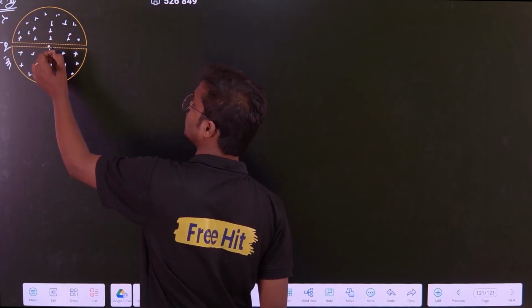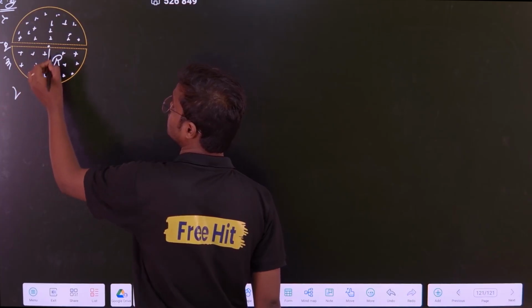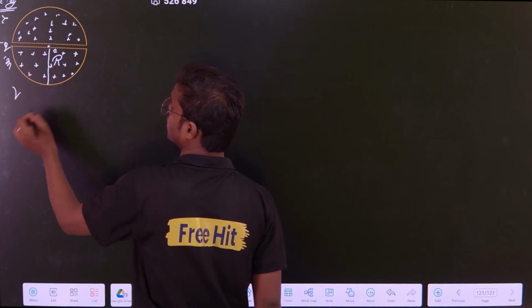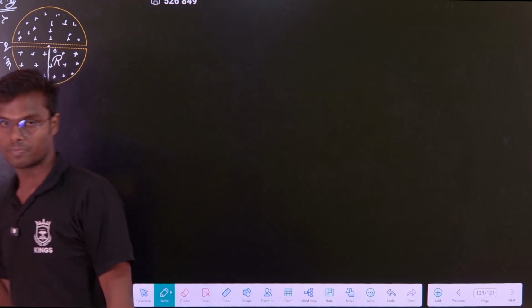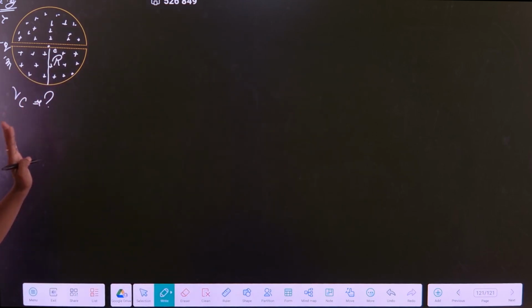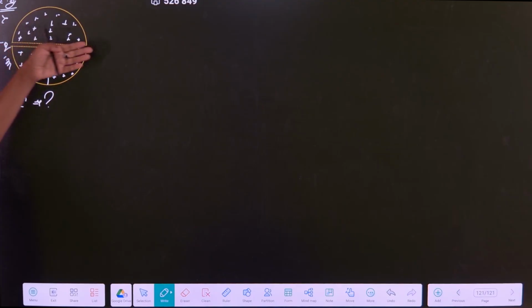It will be attracted and move toward the center. My question is, what is the velocity at the center? Means if this is my center, what is the velocity at the center? That is my question, a simple question. There is a charge minus q, mass m. I'm just keeping this charge, it will move in this direction. Just calculate it, this is a very simple question.